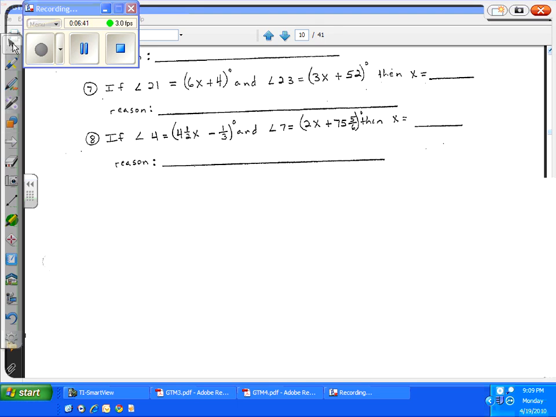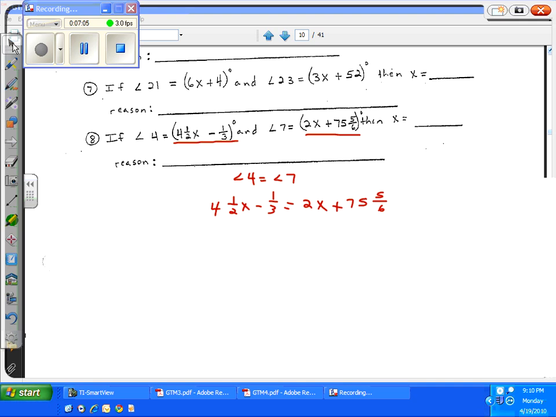And so we know that since angle 4 is equal to angle 7, then we can say that the measure of angle 4, which is 4 and 1/2 x minus 1/3, is equal to the measure of angle 7, which is 2x plus 75 and 5/6.